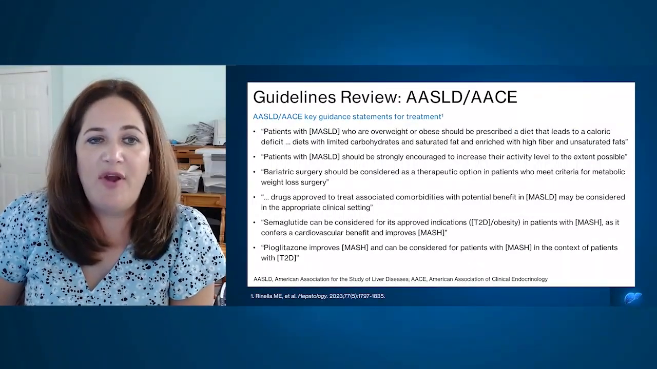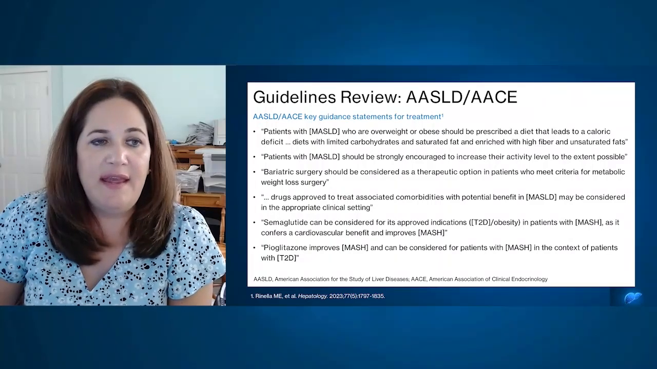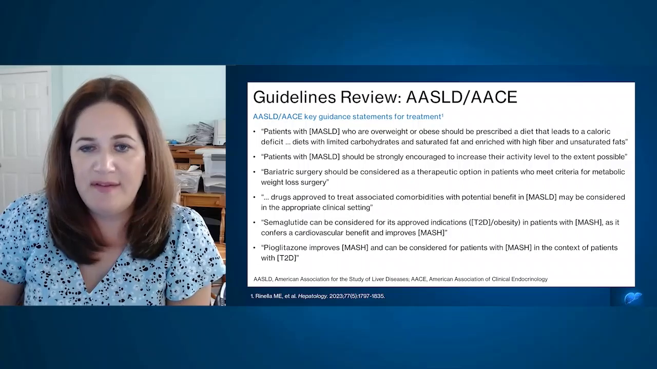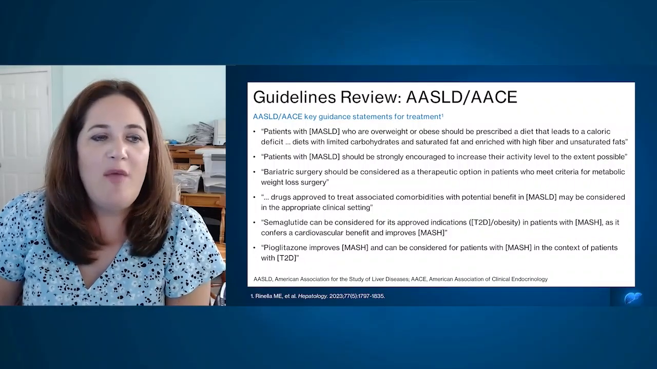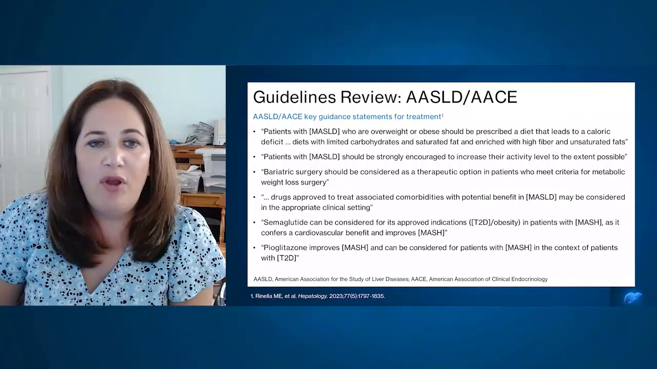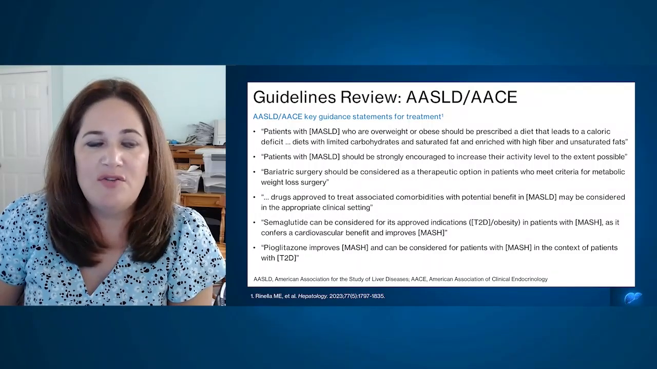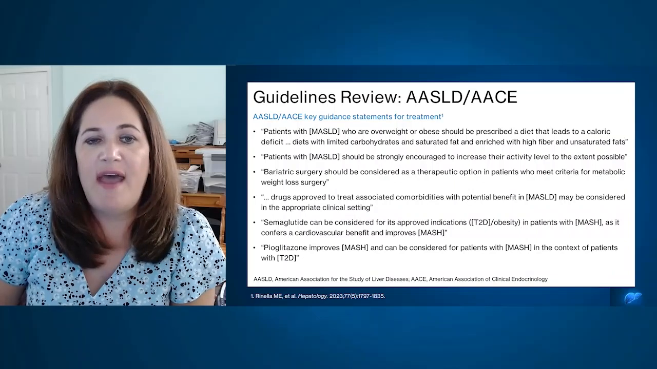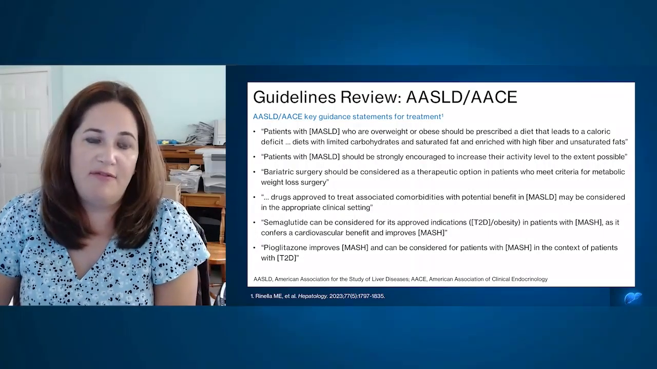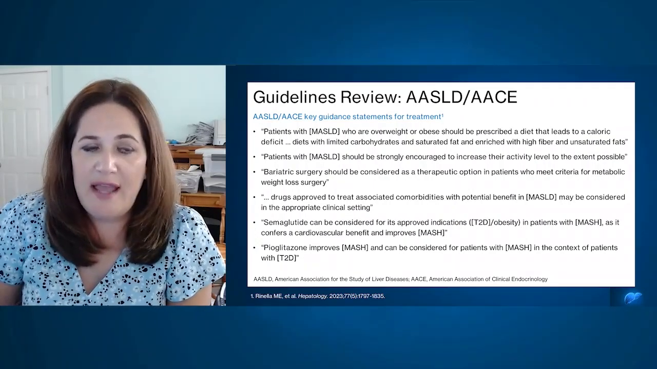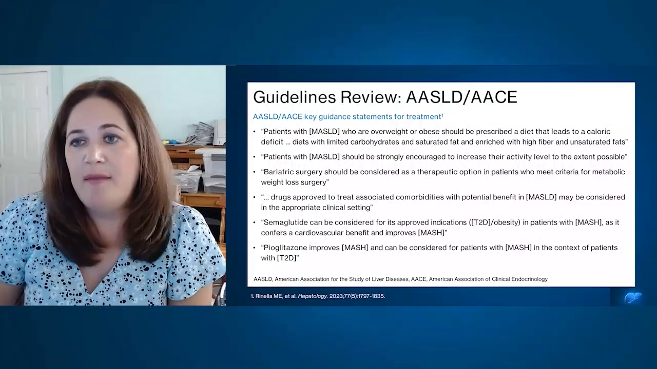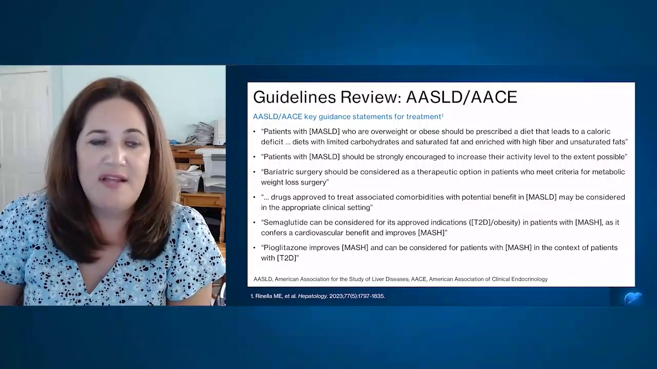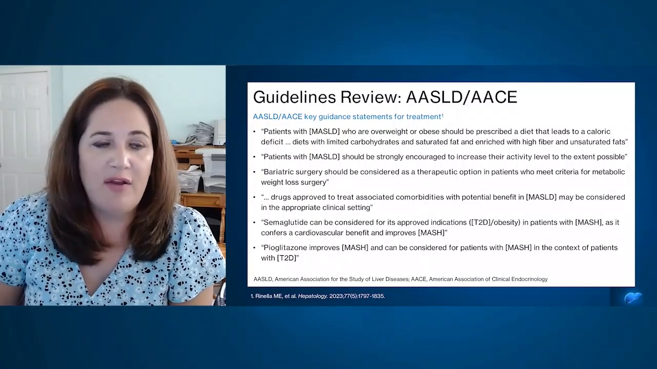The practice guidelines for AASLD and AACE are very similar. They do add some additional pieces of information, so we'll go through that. Patients with MASLD who are overweight or obese should be prescribed a diet that leads to a caloric deficit, with limited carbohydrates and saturated fat, and enriched with high fiber and unsaturated fats. Many times in clinical practice, we'll recommend the Mediterranean diet. That's a fairly easy one, well publicized, and easy to get information on how to pursue.